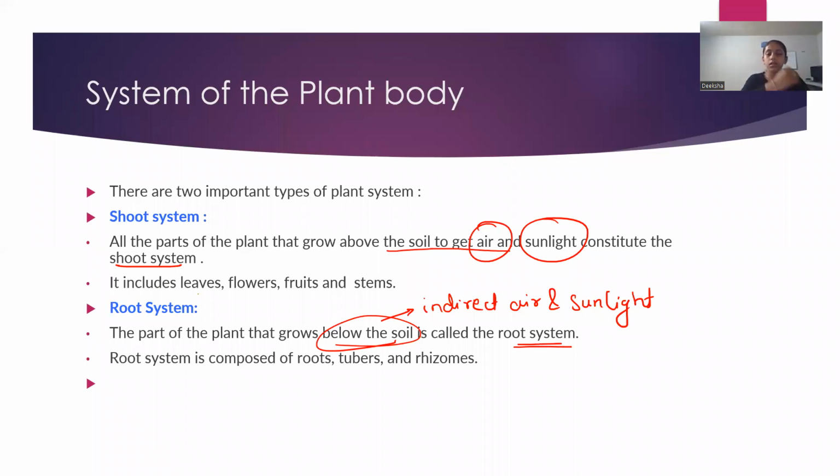The shoot system includes leaves, flowers, fruits, and stem. Whereas the root system includes roots, tubers, and rhizomes. Just like carrot, potato, sweet potato, radish. What type of plant are these? They are the root system.